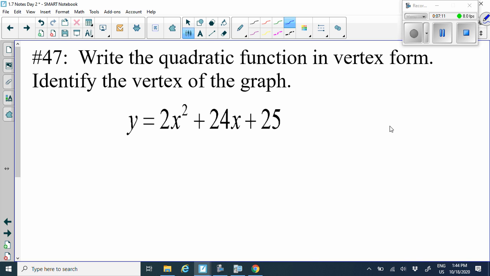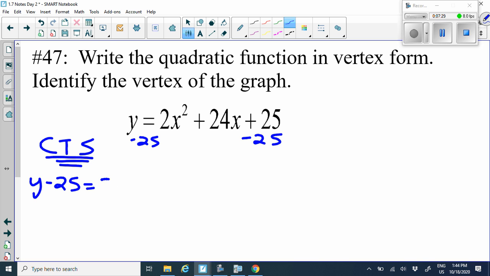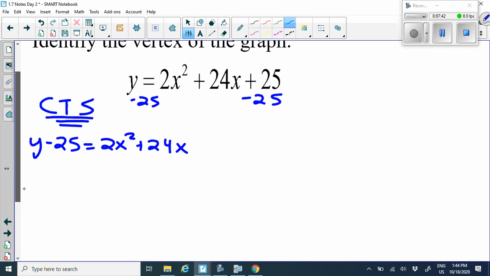Okay, let's see what you did. So let's first talk about completing the square. Our a value is something other than 1. So our first step is we need to move the 25 to the other side. So I'm going to subtract 25. So now I have y minus 25 equals 2x squared plus 24x. Now my next thing is I need to figure out what is a number that both the x squared and x term have in common. That's going to be 2. So I'm going to take that out.